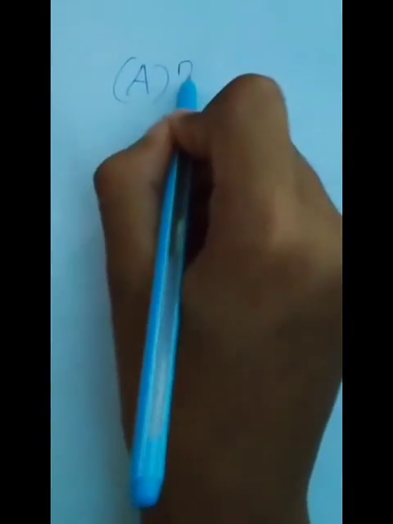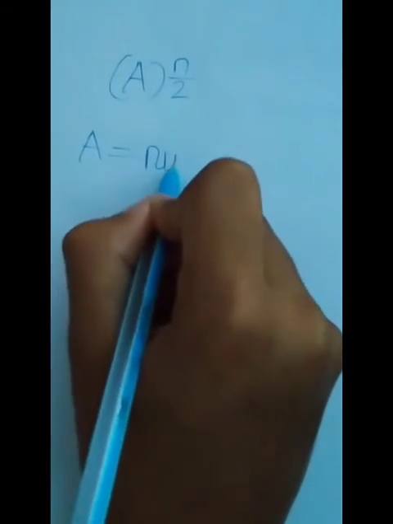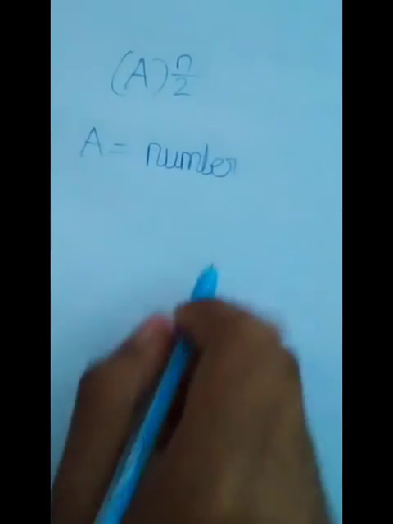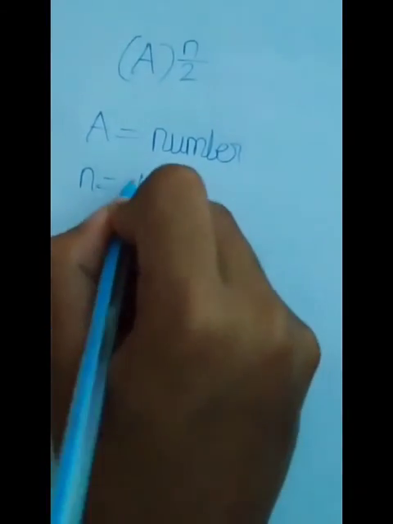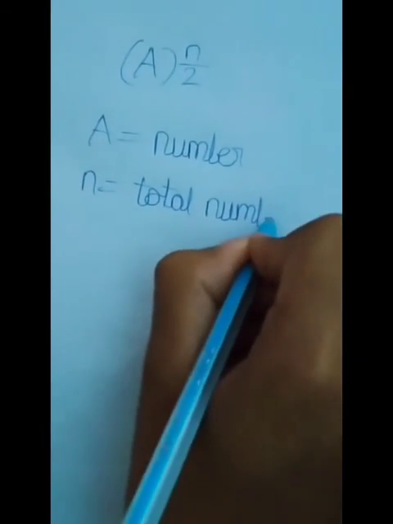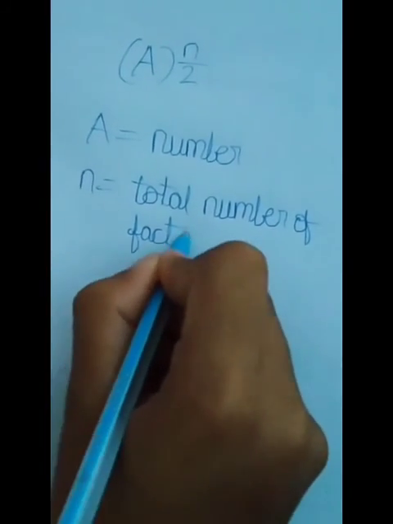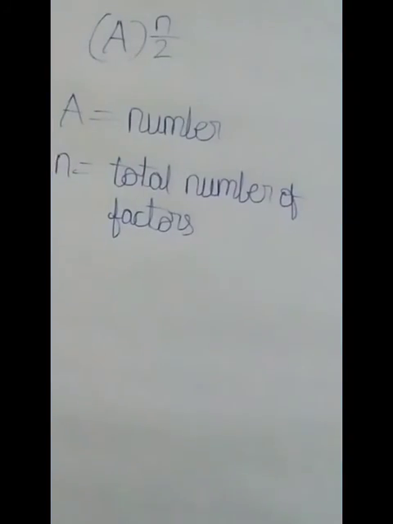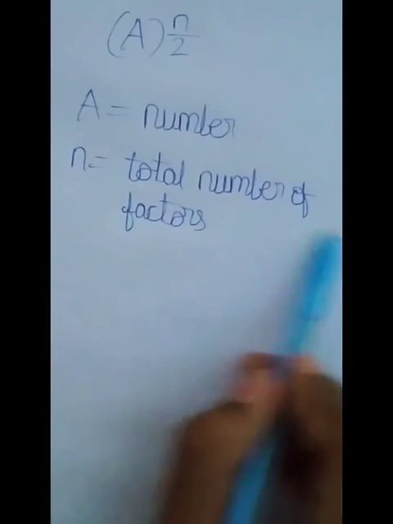So simply, remember the formula for product of factors: a power n by 2, where a will be equal to the number he asked you the product of factors for, and n will be equal to the total number of factors.